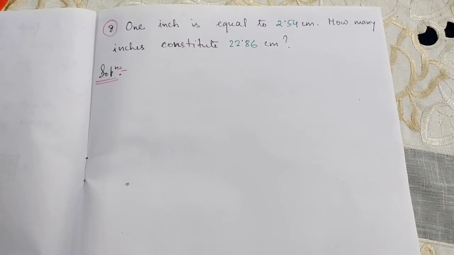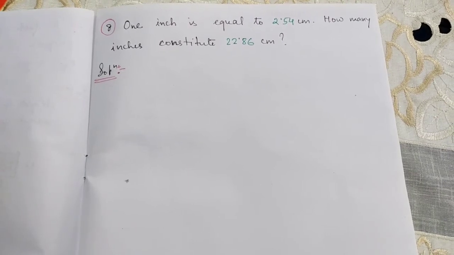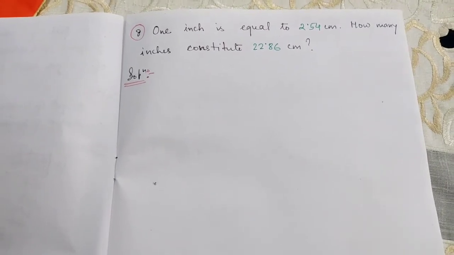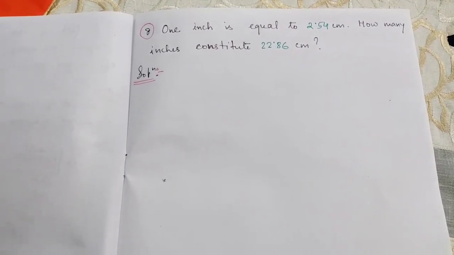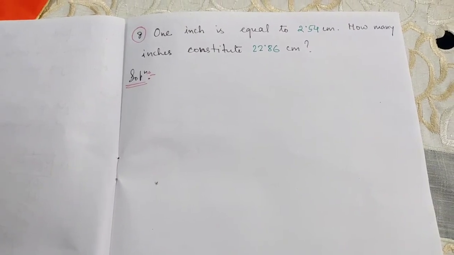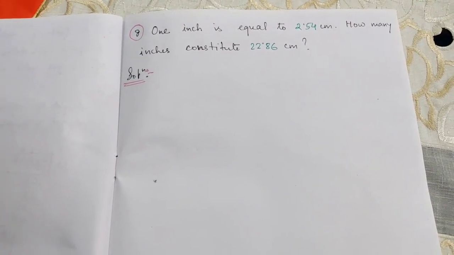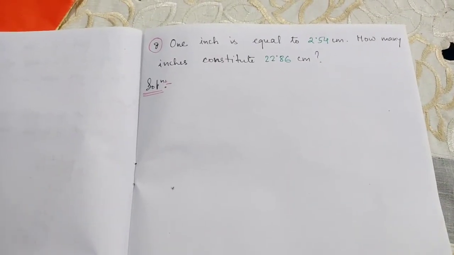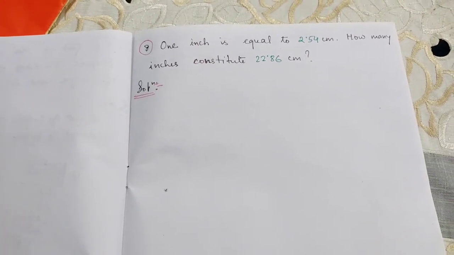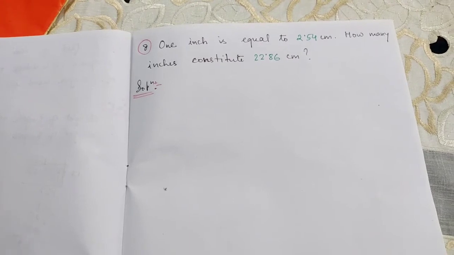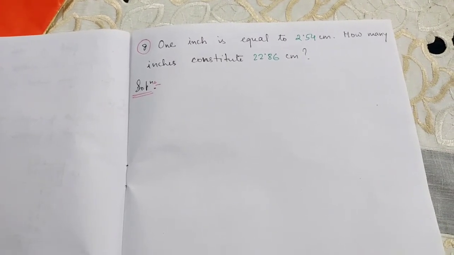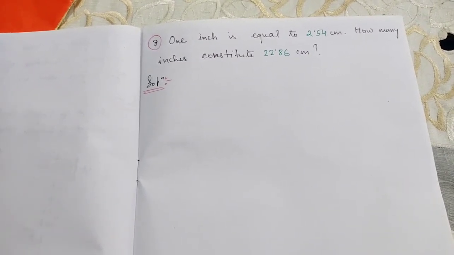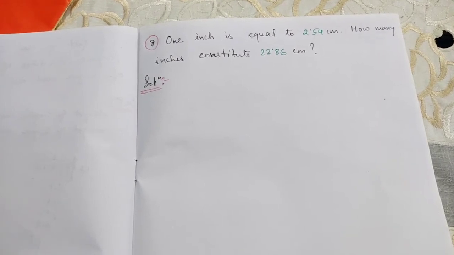1 inch is equal to 2.54 centimeter. How many inches constitute 22.86 centimeter? In this question, 1 inch is equal to 2.54 centimeter, it is given, and now you will have to find how many inches. That means you will have to find inch. 22.86 centimeter: you will have to convert from centimeter to inch. So you will write 1 inch is equal to 2.54 centimeter. Then 22.86 centimeter will be how much?